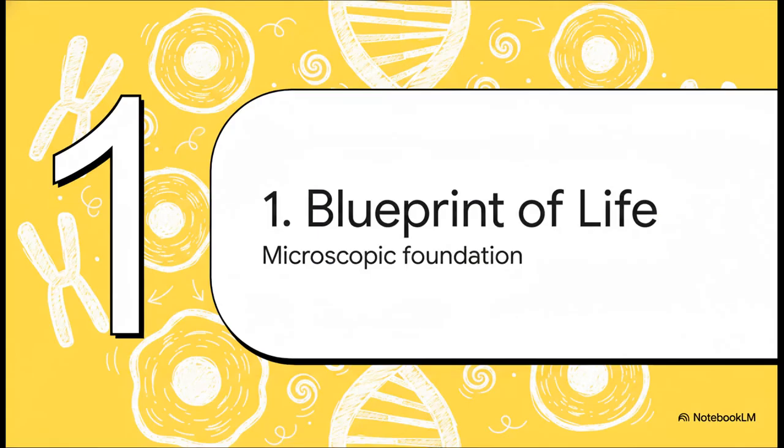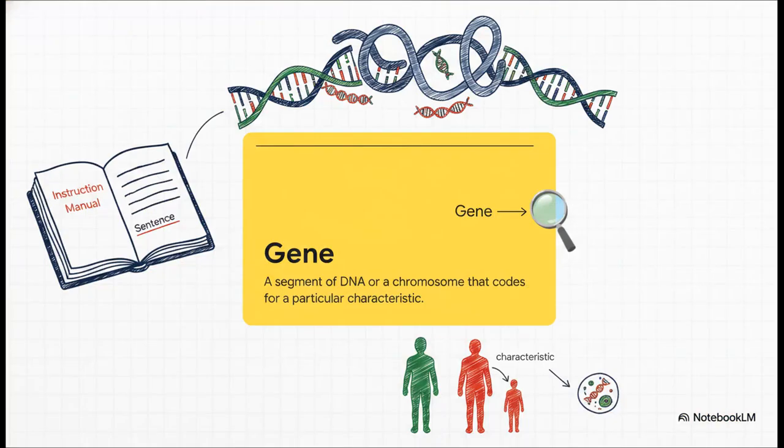Section 1. The Blueprint of Life, Understanding the Microscopic Foundation. Okay, to really grasp our genetic makeup, we first have to look at chromosomes. These are essentially long, tangled, thread-like structures made of DNA, sitting right there in the nucleus of our cells. I always like to think of chromosomes as the really thick chapters in an instruction manual. And genes? Well, genes are the specific, absolutely critical sentences within those chapters.